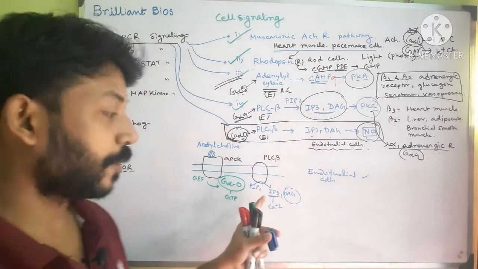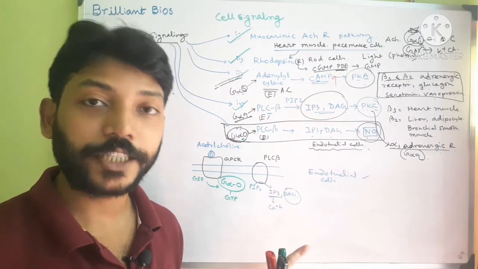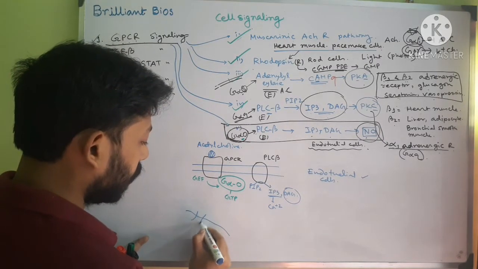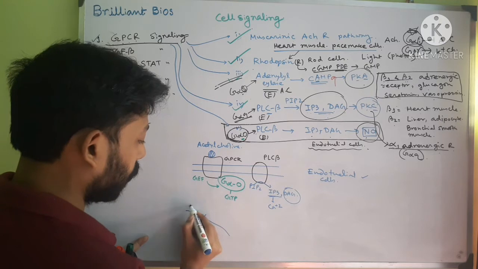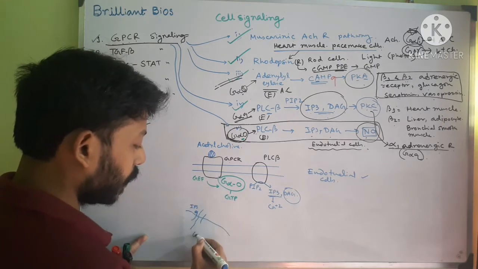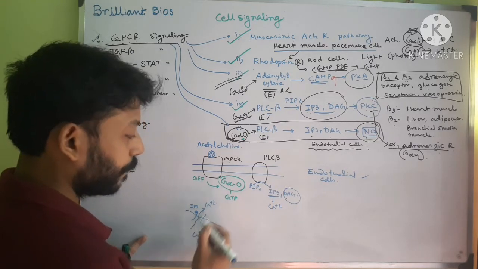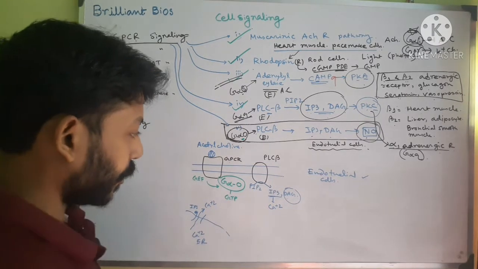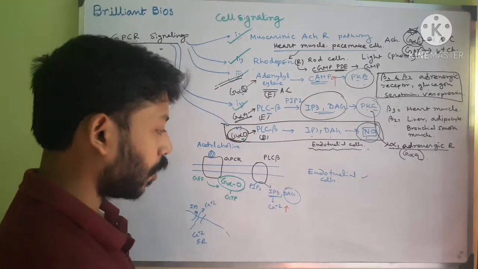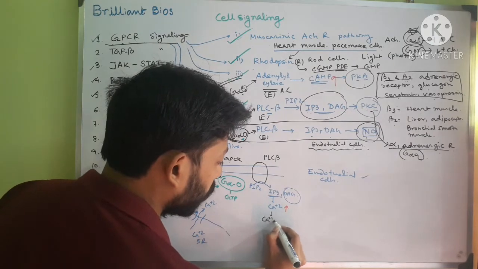How? Because IP3 is a molecule that can bind with the IP3 gated calcium channels that are present in the endoplasmic reticulum. In the endoplasmic reticulum there is a channel which can bind with the IP3, and when IP3 binds, this channel gets open and the calcium that is stored inside the endoplasmic reticulum comes out to the cytoplasm. When calcium concentration increases, this calcium binds with a molecule called calmodulin. So calcium binds with calmodulin.